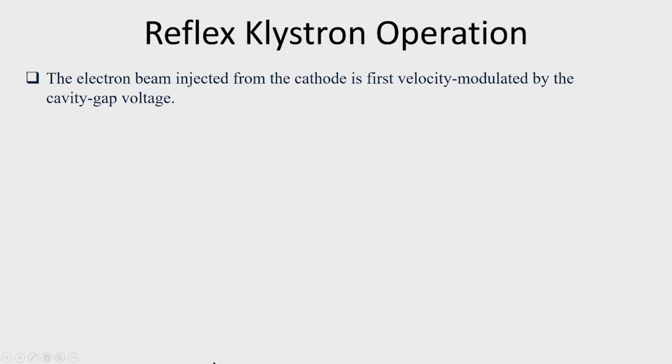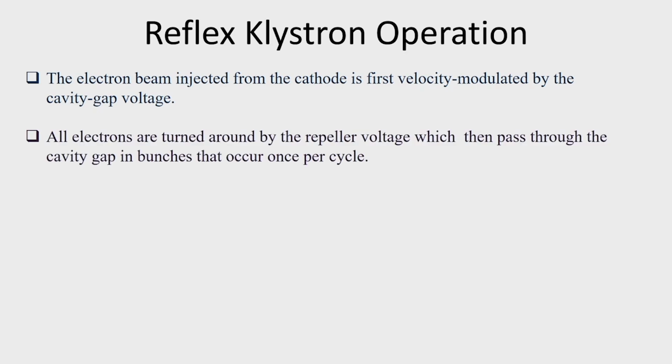So, the electron beam injected from the cathode is first velocity modulated by the cavity gap voltage. All electrons are turned around by the repeller voltage, which then pass through the cavity gap in bunches, and that occurs once per cycle.